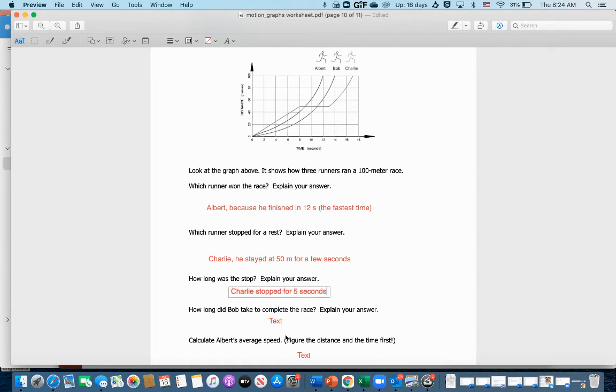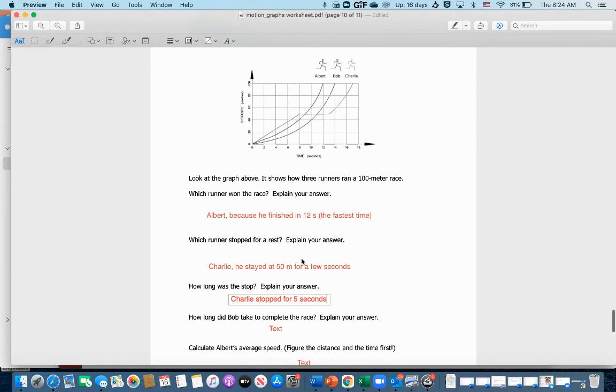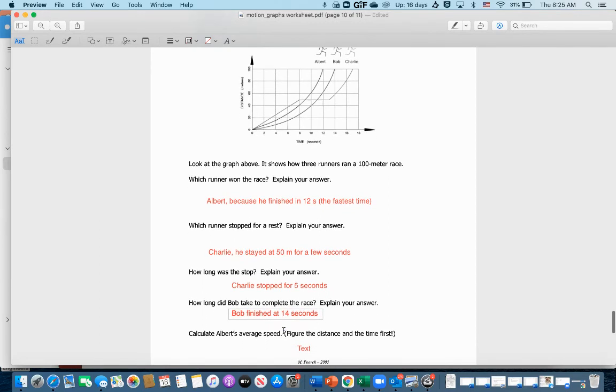All right, how long did Bob take to complete the race? So now we're looking at Bob. I just need to figure out when he reached the 100-meter mark. That's going to be 14 seconds right here. So Bob finished in 14 seconds.